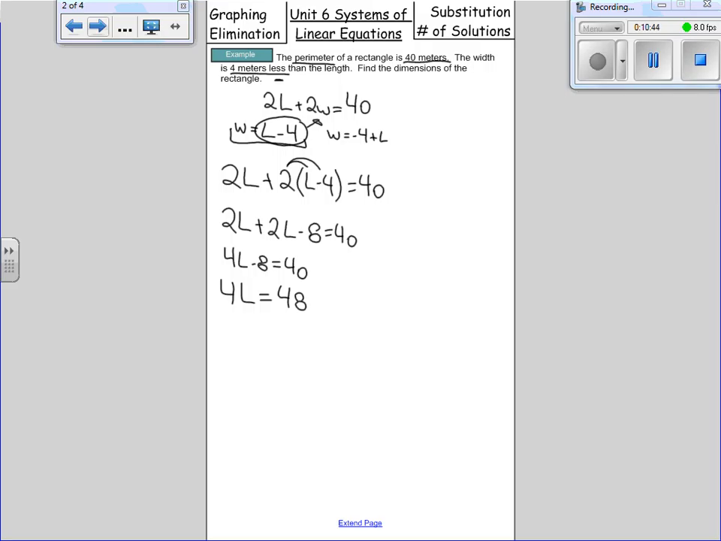So how do you undo 4 times L to get L by itself? Can't square root it. What do you do, Jared? Divide it by 4. So this says multiplication, which means we have to do division to get it by itself. Divide both sides by 4. And you will get that L is equal to 12.